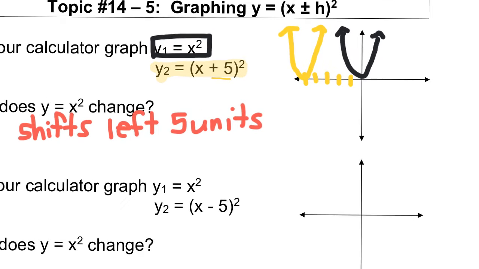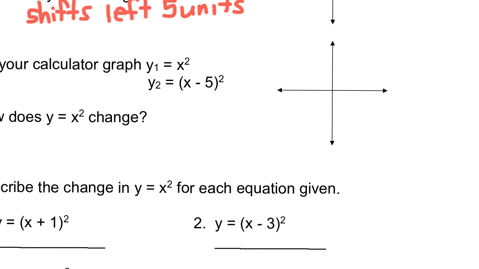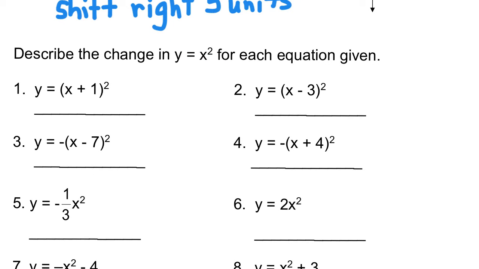Now let's go on to the next one. You can probably make a good guess on this one. We have our quadratic parent function, y equals x squared. And then you can probably guess. This time it is going to shift 5 units to the right. Now you'll be able to describe each change to the quadratic parent function for each given equation.